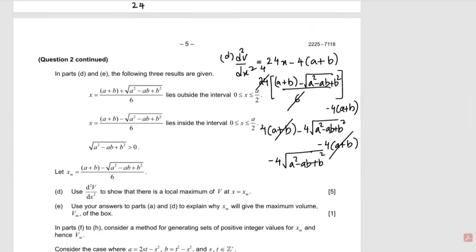Now they were asking to show that there's a local maximum. Now, in order to make this a local maximum, I need to show that my double derivative's value is less than 0. But how do you prove it?